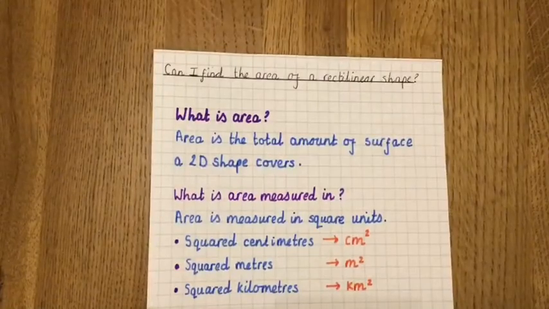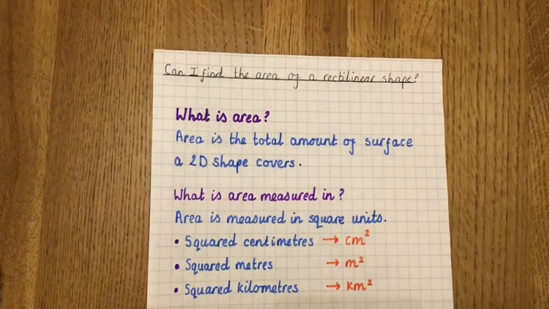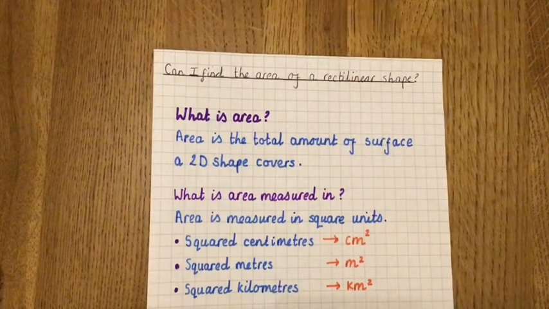We are going to be looking at area. And as you can see by the learning objective today, we're going to be working out the area of rectilinear shapes. So, first of all, what is area? Area is the total amount of surface a 2D shape covers, so the inside of the shape.